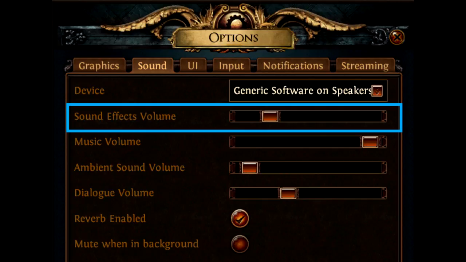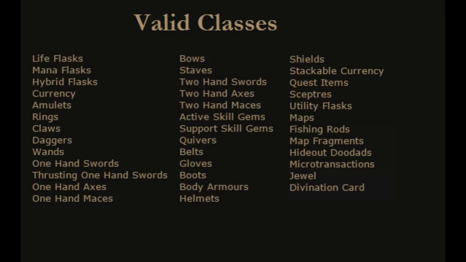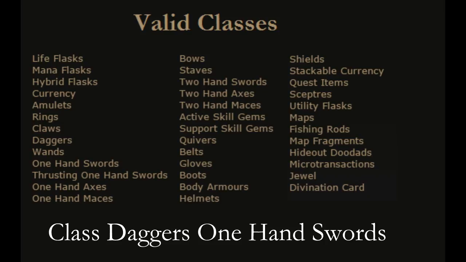A complete list of classes may be found in Davros's guide. Note that, unlike other classes, daggers, claws, amulets, jewel, and divination card are singular. When specifying classes and base types, additional care must be taken with the tokenization of the listed values. In other words, multi-word classes and base types should be enclosed in quotes.